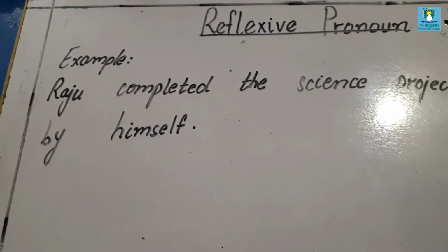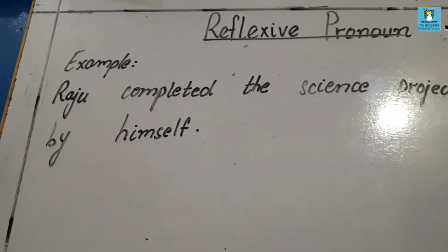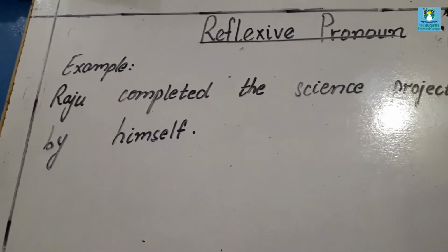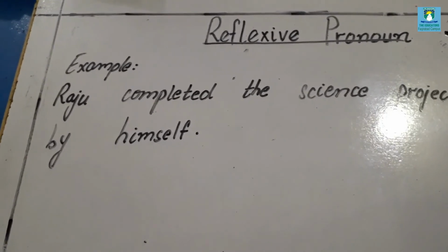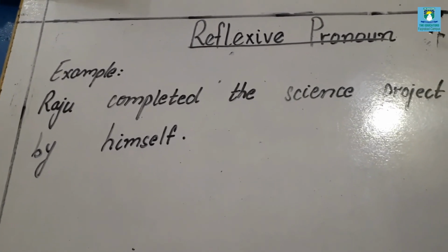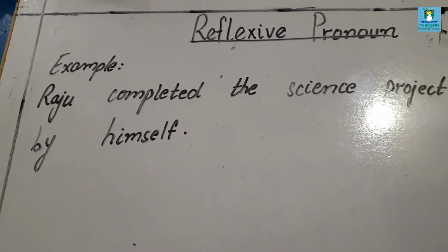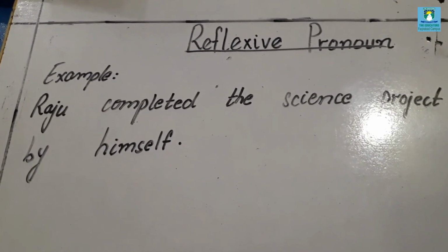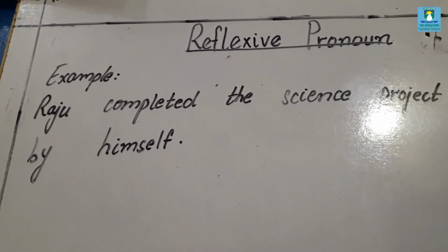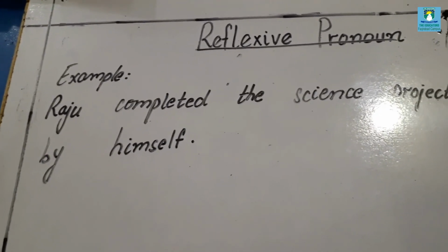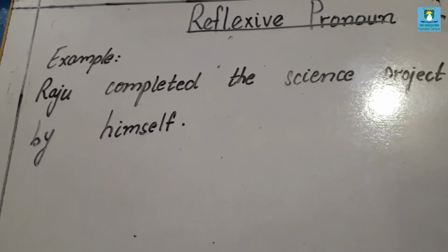So what is the reflexive pronoun? We use reflexive pronoun when the subject and object of a sentence refer to the same person or thing, okay, and when the action done by the subject of a sentence reflects back on the subject or affects the subject only. And it is also used to emphasize that someone did something alone or without the help of anyone else. And some examples of reflexive pronoun are himself, herself, oneself, themselves, ourselves, yourself.